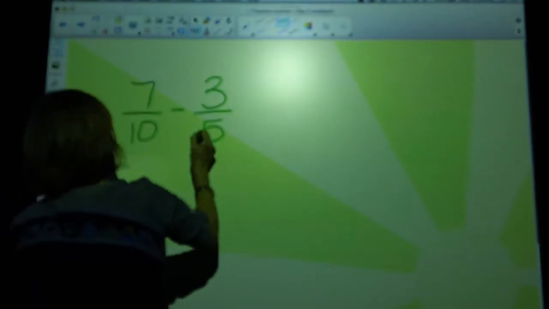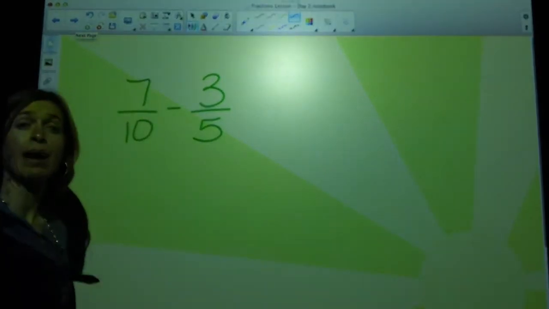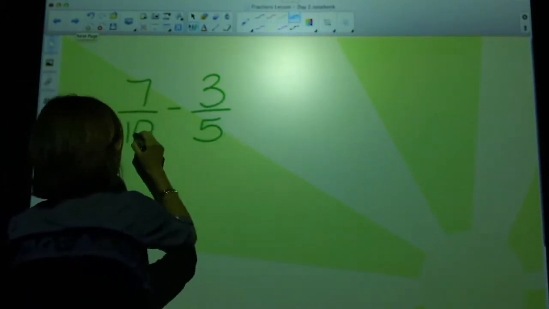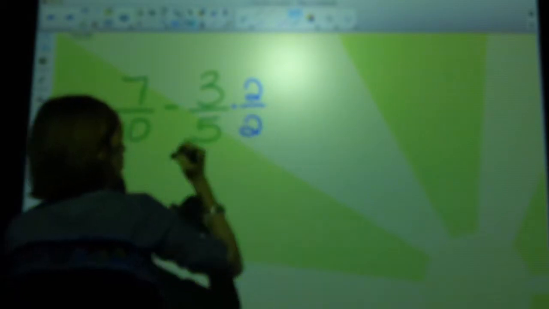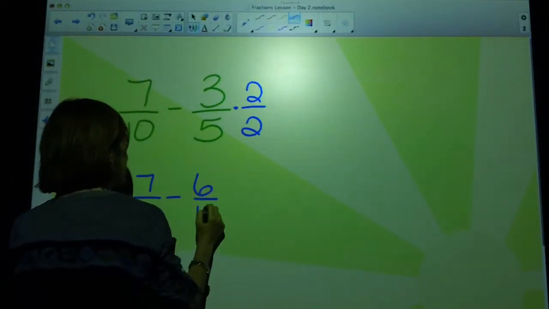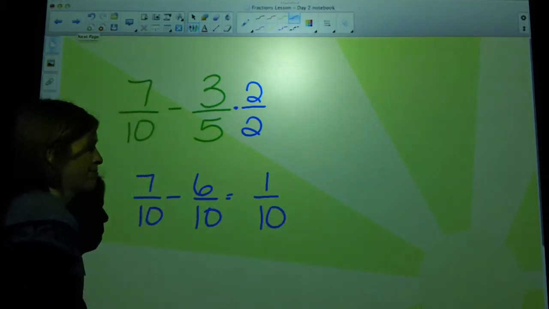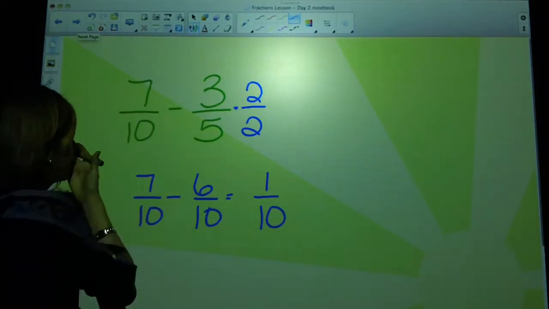7/10 all over 3/5. Okay, so again, if we're going to add or subtract, we need a common denominator. So the common denominator here would be 10. So I'm going to multiply this side by 2 over 2. So I get 7/10 minus 6/10, which would give me 1/10. Not so bad, right? Back to the basics.